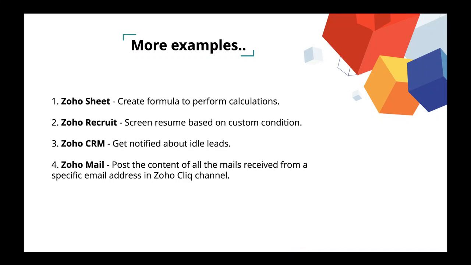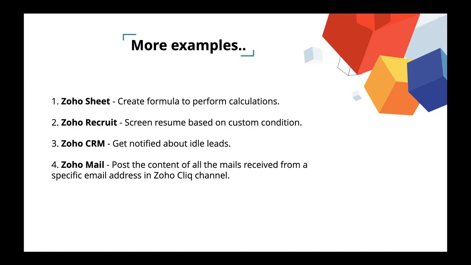So the second example that I've provided is about Zoho Recruit. Zoho Recruit is a cloud-based application tracking software for your hiring process. So here you can write a custom function to filter your resumes based on custom criteria. So for example, you can reject all the resumes that do not have proper contact information like email or phone number. So for that you can automate it by writing a custom function in Deluge.